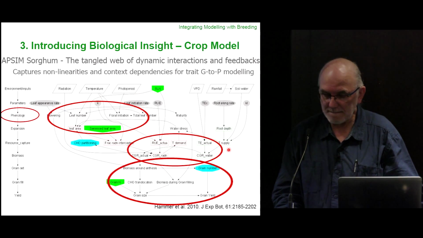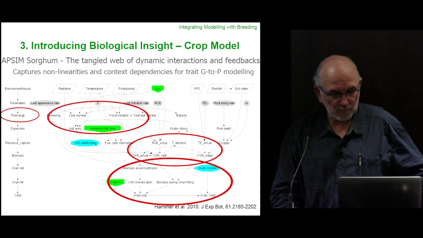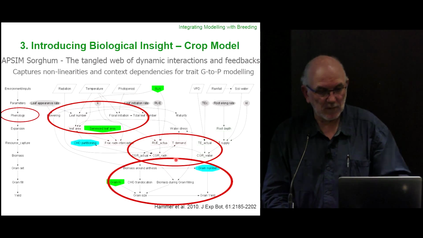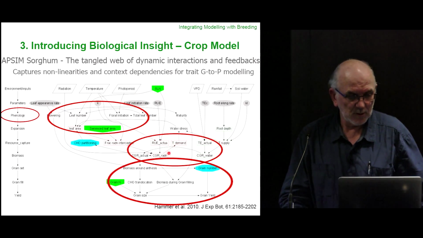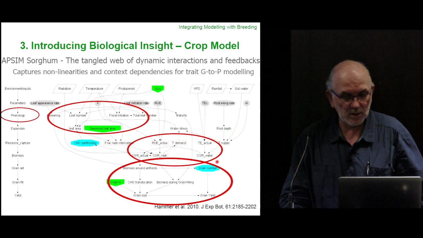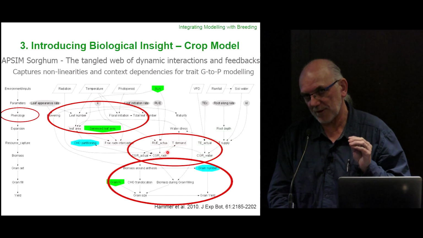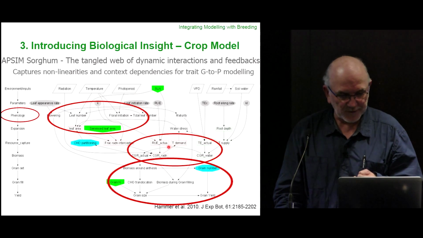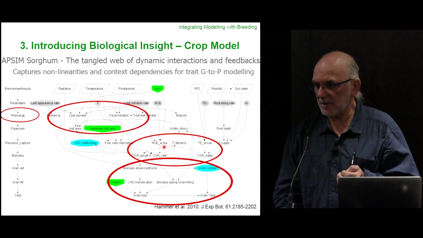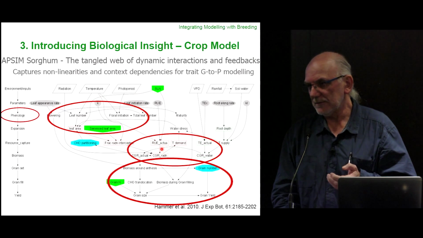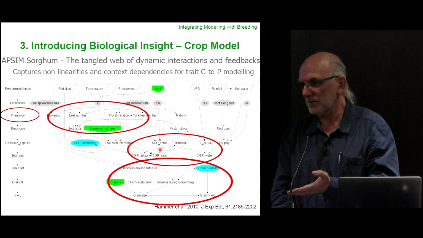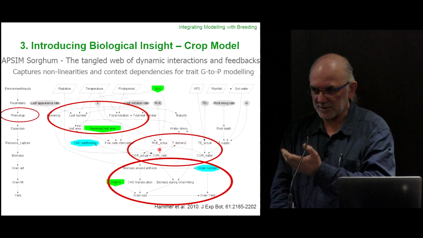Question. Yeah. Which of those do you measure, actually? I'll show you some experiments in a minute. But in these sorts of cases, we will set up experiments specifically targeted at one of these arrows, okay, to understand what's going on. So we might measure light interception and biomass accumulation.